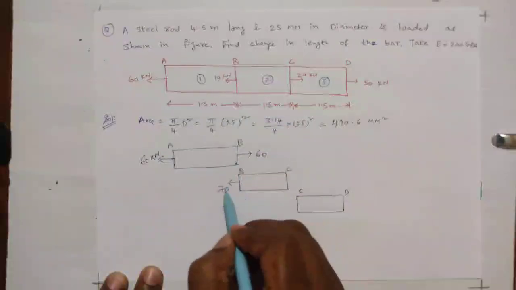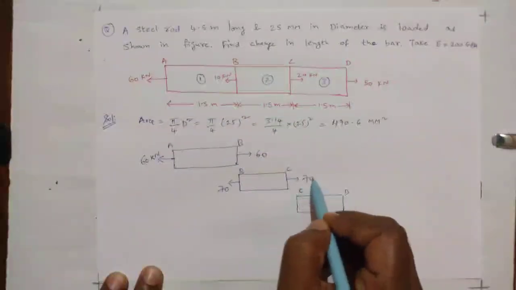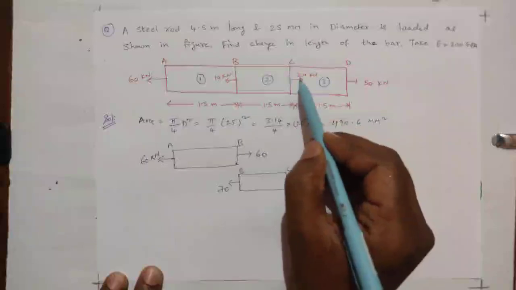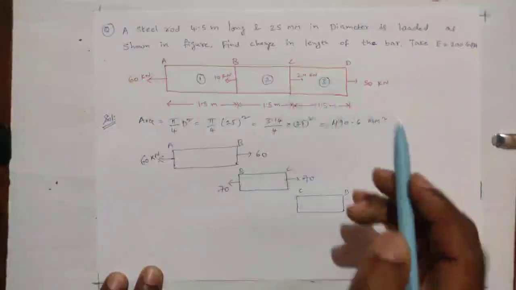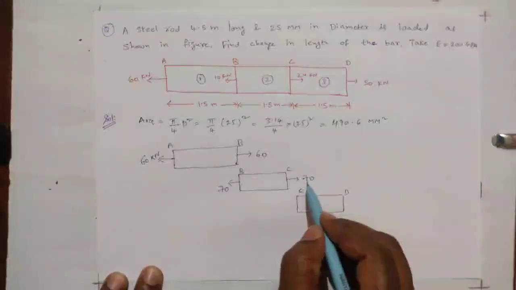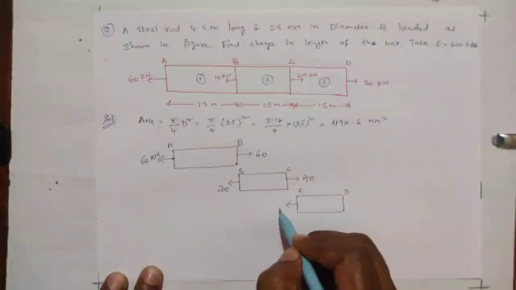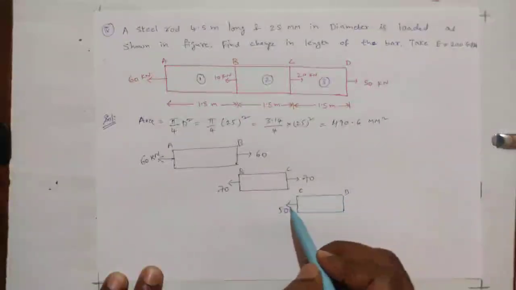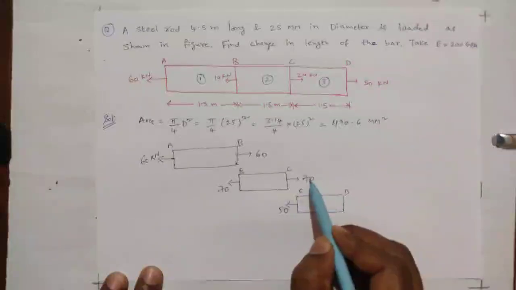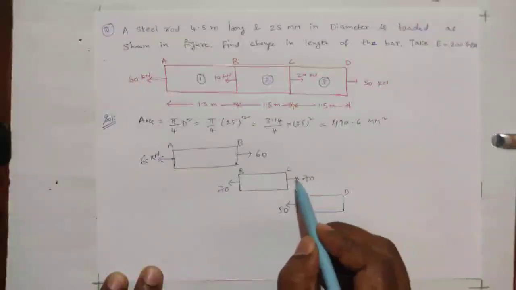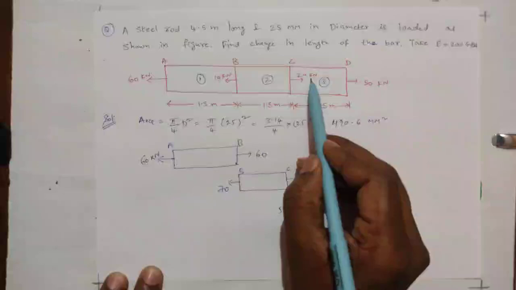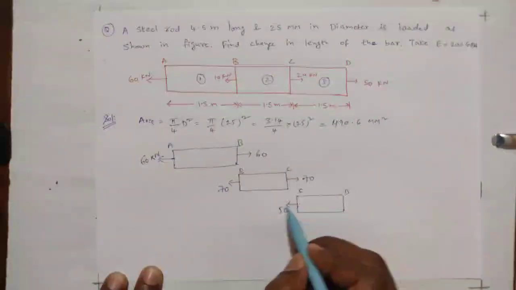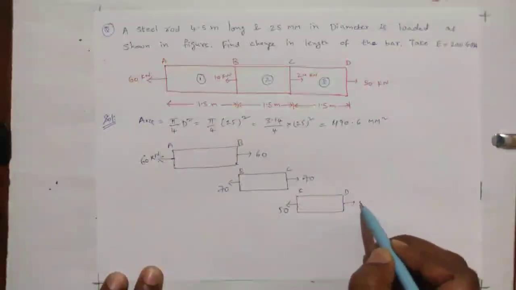If you draw 70 here, here also we need to draw 70. And in section C, 20 kilonewton is towards the right, but here I have drawn 70 towards the right. So in order to compensate that, here I will draw 50 towards the left. If you see 50 left and 70 towards the right, 20 towards the right is the resultant, matching. Here I have drawn 50, here also I will draw 50.